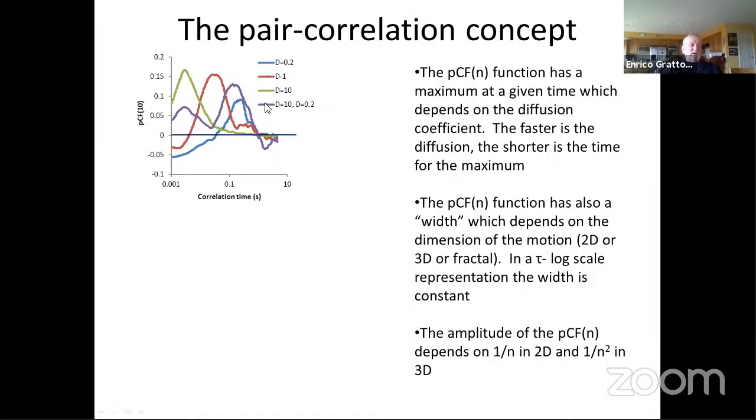Now suppose we have a particle that can diffuse, for example, with 10 micrometers squared per second and 0.2. Well, I will have two peaks. So the particles that are fast will appear earlier, and the particles which are slower will appear later on. So I can separate all the particles on the basis of when the peak will appear. So now you can see that the amplitude here decreases. So if I go very, very large in correlation time, it will be very, very low there.